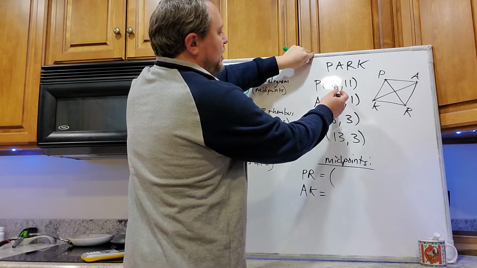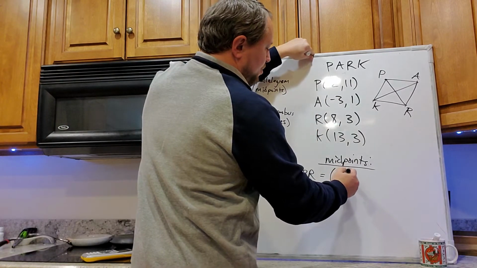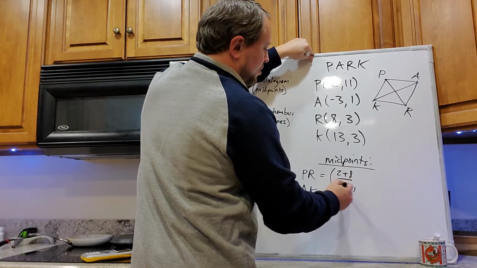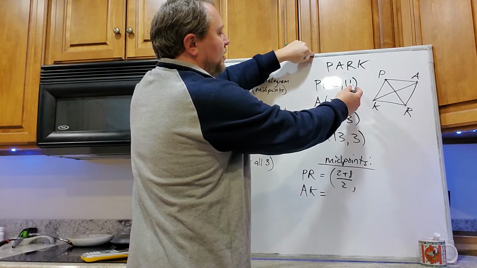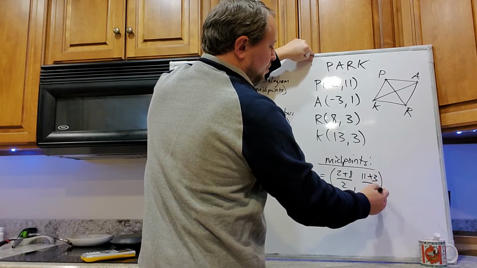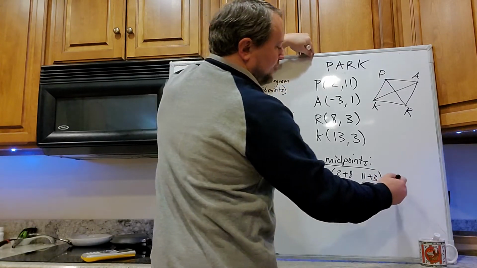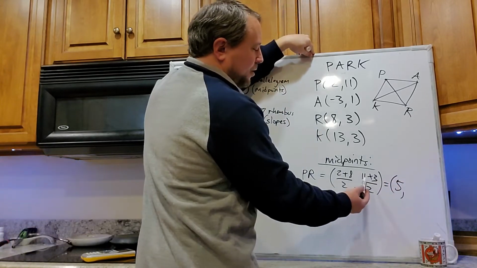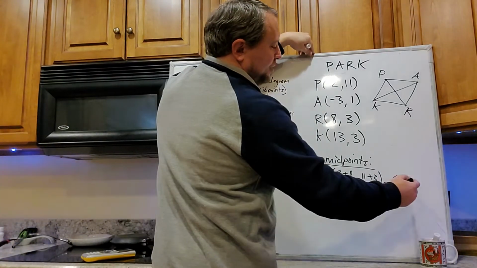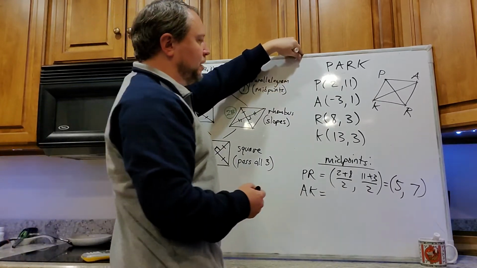All right, P, X coordinate is 2, R is 8, so 2 plus 8 divided by 2. We do the same with the Y values. 11 plus 3 divided by 2. Well, that's 10. 10 divided by 2 is 5. 14 divided by 2 is 7. So 5, 7 was our midpoint of PR.